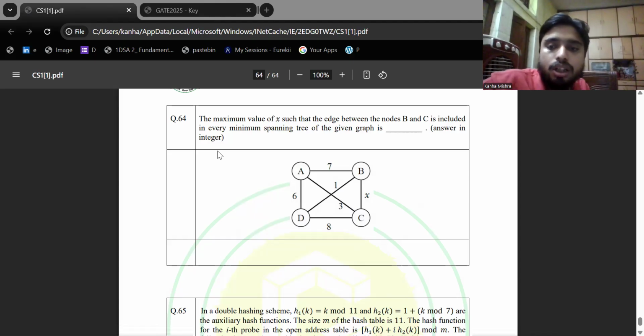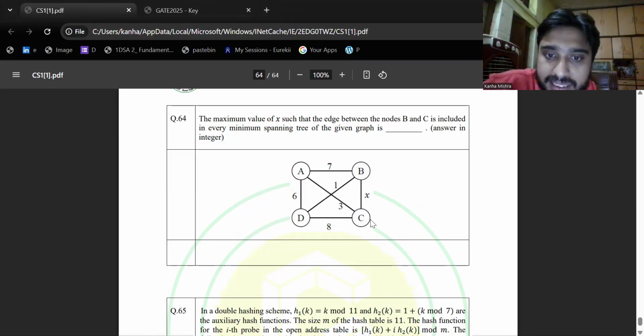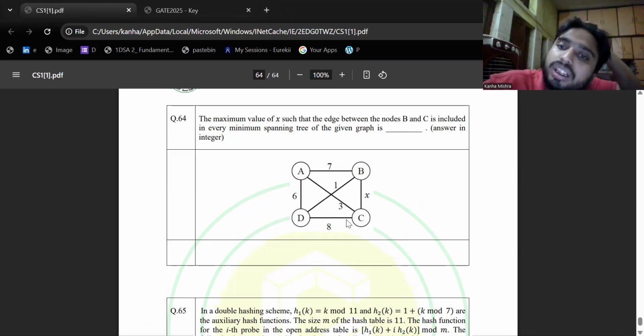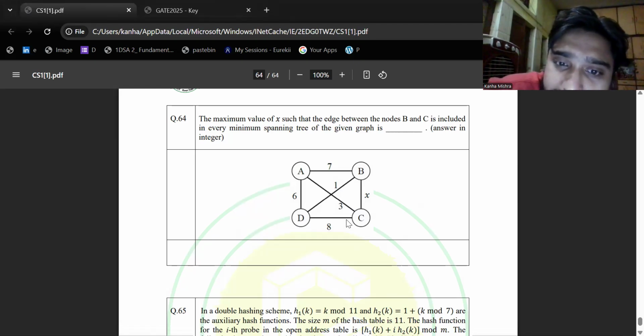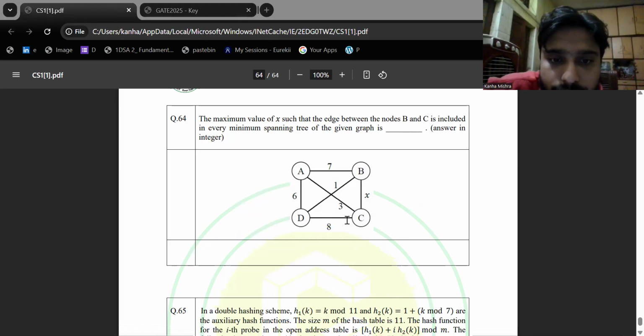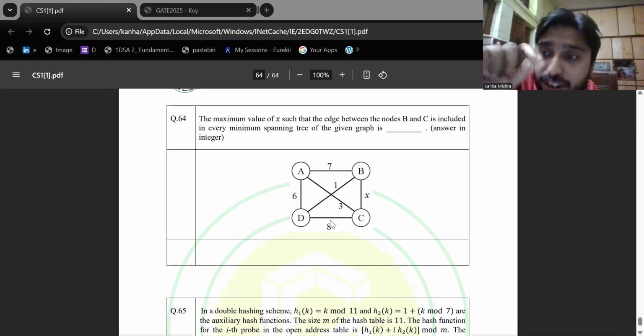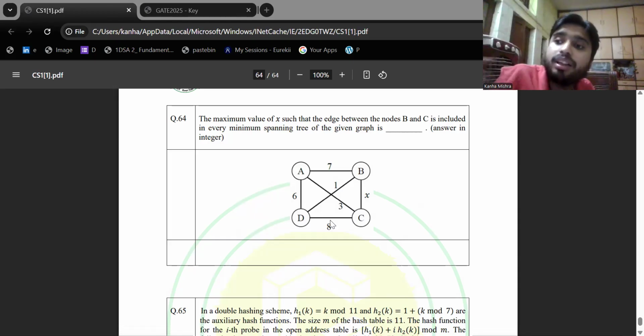Okay. So for the given graph setup, you can see that we are given AB as 7, BC as x, CD as 8, AC as 1, BD as 1 and DC as 3. But CD is 8 basically. The goal is to find the maximum value of x such that the edge BC is included in every single minimum spanning tree. So let's understand that.